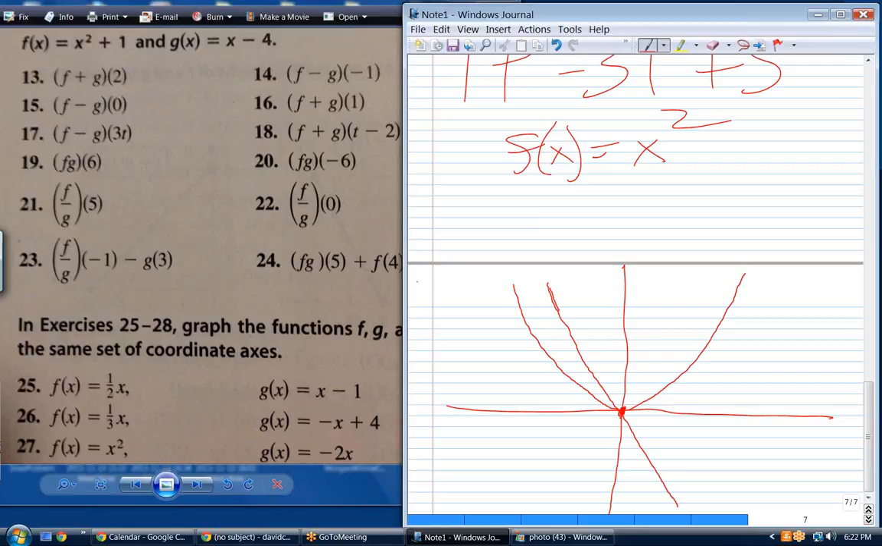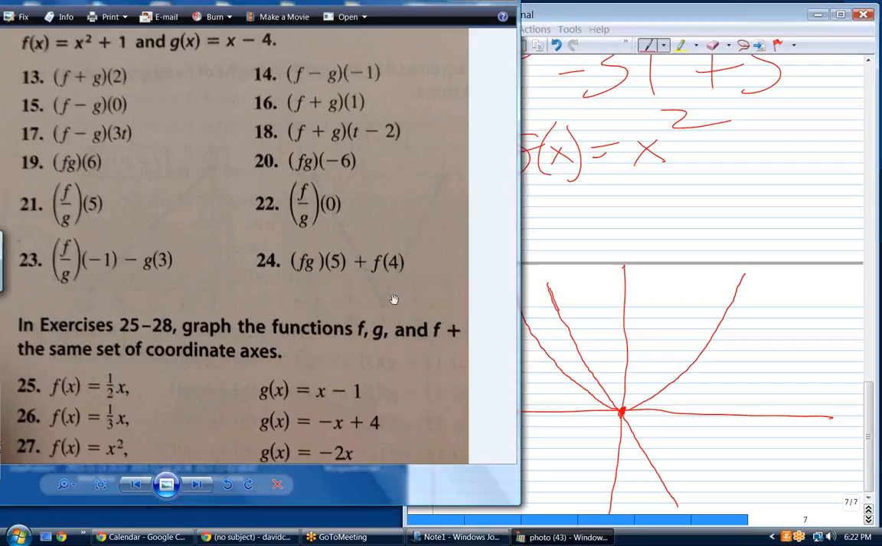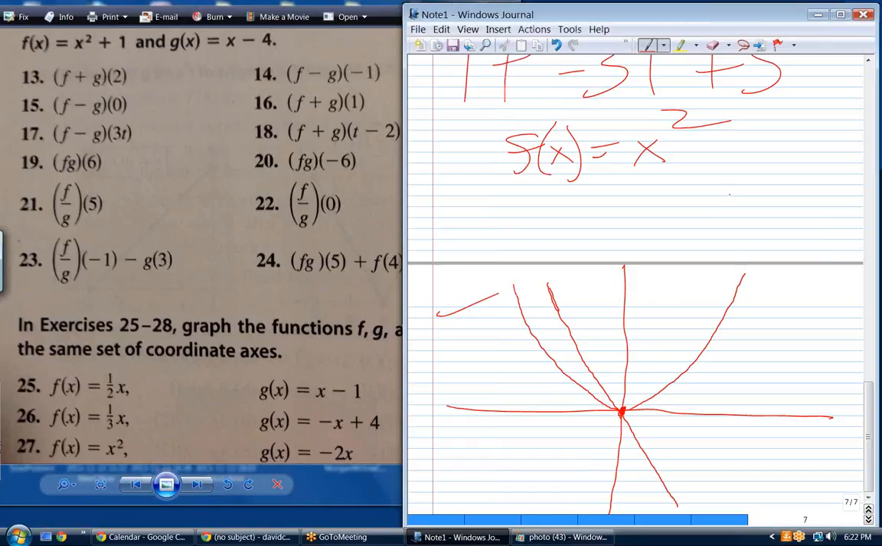So I guess we did f, g, and f plus g. Yeah, that's the part I got confused on. Okay. Well, you just add them together. But I'm not really sure how to graph that.